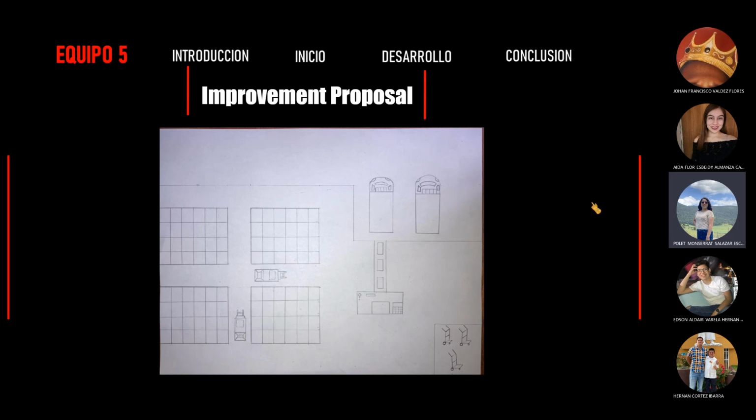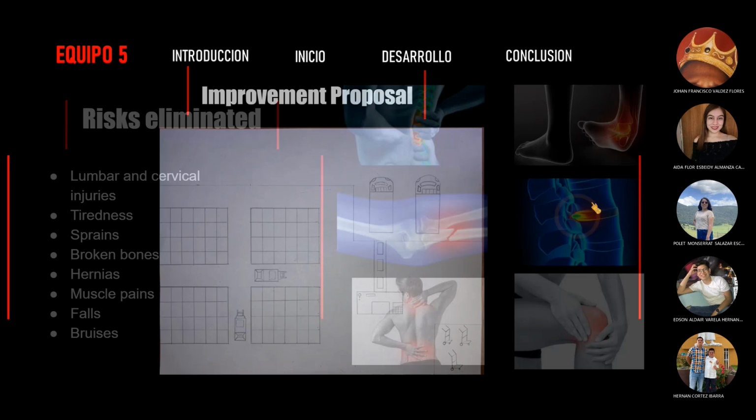And then we continue with the improvement proposal, which is showing the layout in which the light trucks and cargo carts and the conveyor belts come in. Next, please.